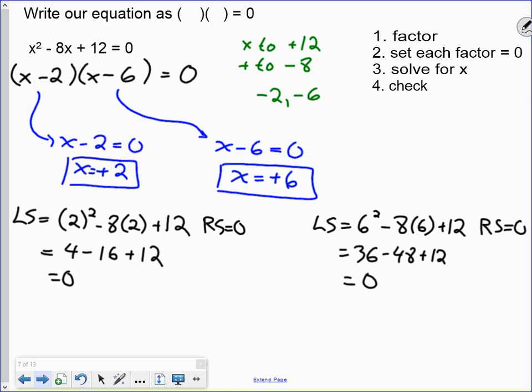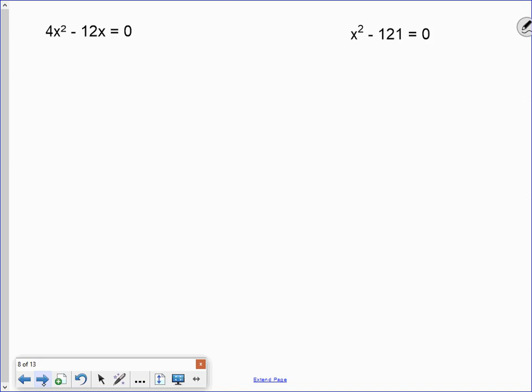So let's practice a little bit here. I've got a quadratic equation here, 4x squared minus 12x is equal to 0, and I want to solve this. Now, this one, we know it's quadratic because the highest power on x is x squared. This isn't a trinomial, but we still want to solve it by factoring. It's still set up so that we've got a bunch of stuff on the left-hand side equal to 0.